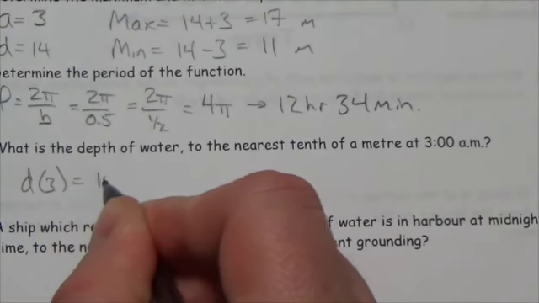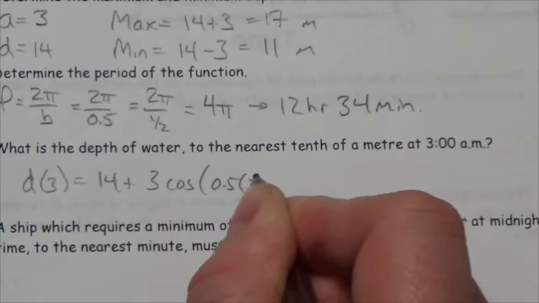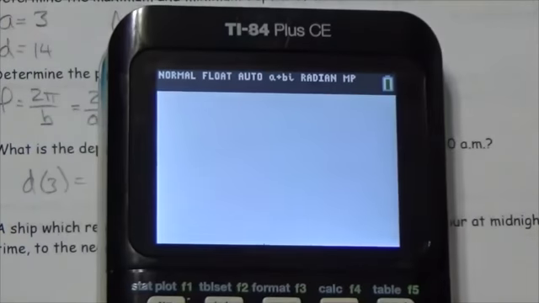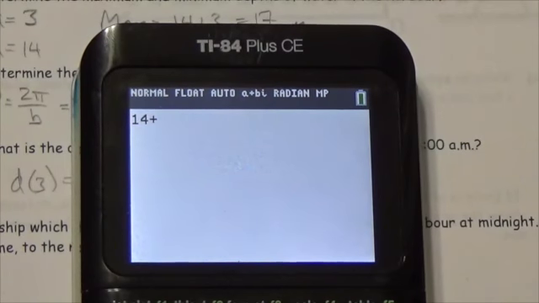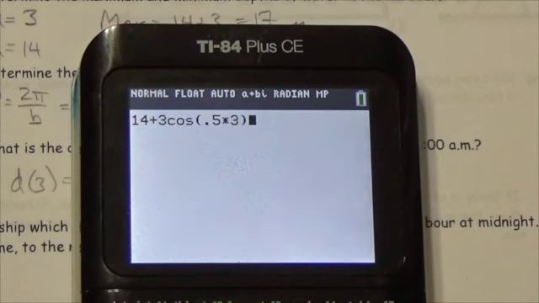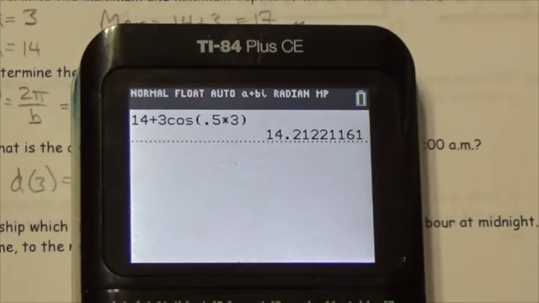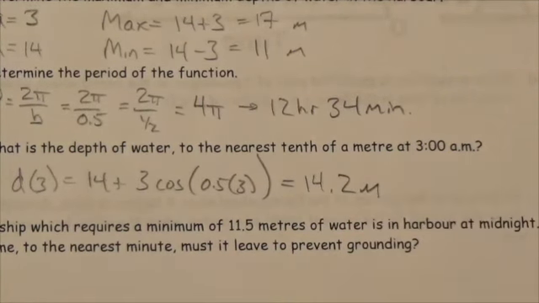So really, this is just a matter of plugging in the 3 o'clock for t. So that's going to be 14 plus 3 times the cosine of 0.5 times 3. Again, I would just do this on my calculator. So it would be 14 plus 3 cosine of 0.5 times 3. There's the 3 in the morning. And the answer is 14.2 meters.